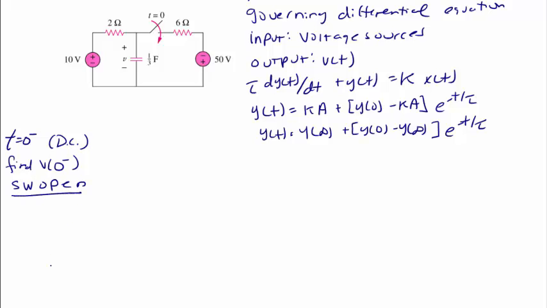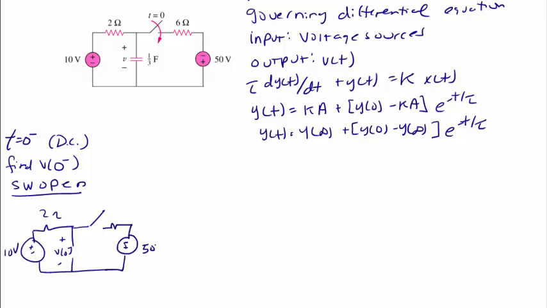the switch is open. So the circuit looks like 10 volts, 2 ohms, DC condition, so the capacitor is an open circuit. Here is V of 0 minus, and here's the open switch, which means the 6 ohm and the 50 volt source are not connected and don't affect the analysis at this point. Since this is an open circuit, no current flows through the 2 ohm resistor. V of 0 minus is equal to 10 volts.